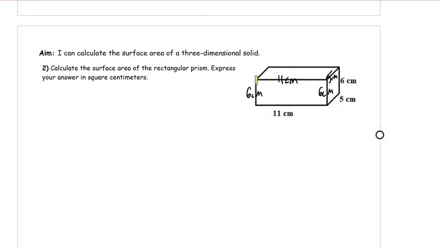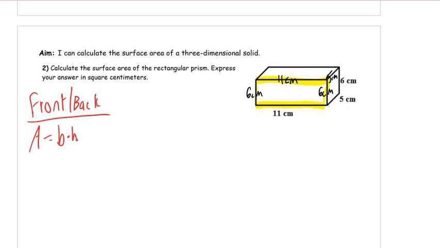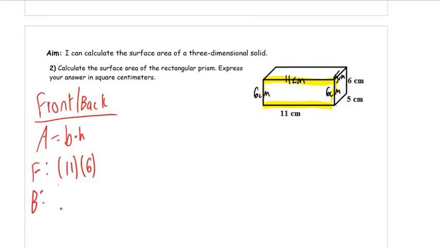So focusing on what we can see, I'm going to grab the front face to start. So we know front and back are equal in a rectangular prism. And we can find the area by multiplying the base times the height. So now we'll say, okay, the front face would be 11 times 6. And the back face, I'll use F and B, the back face would also be 11 times 6 to find the area. Now we can go to the top and bottom.